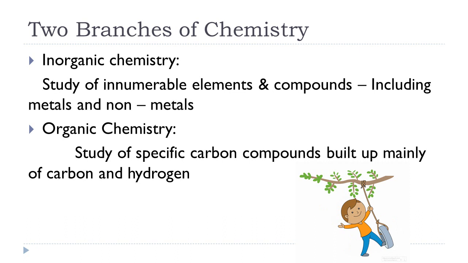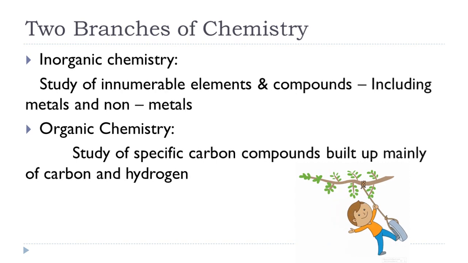What is inorganic chemistry? Study of innumerable elements and compounds including metals and non-metals. And what is organic chemistry? Study of specific carbon compounds. Mainly it is built up of carbon and hydrogen atoms. We will learn about inorganic and organic chemistry in your higher classes in a detailed manner. Now you should know the 2 main branches of chemistry: inorganic chemistry and organic chemistry.